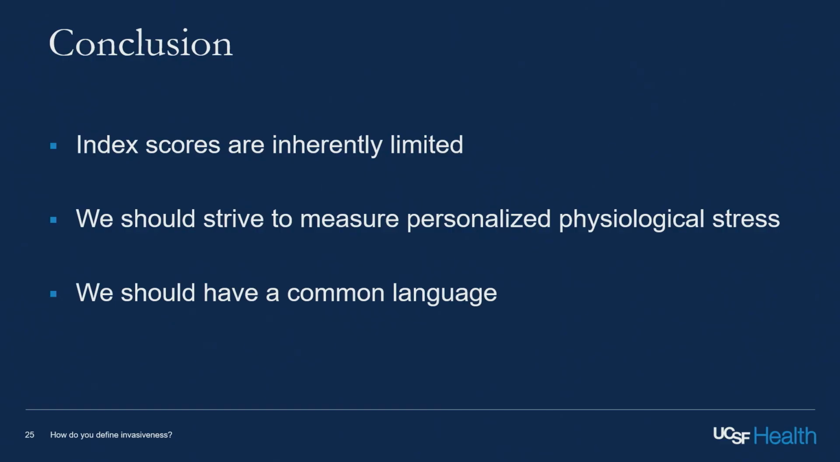So in conclusion, I think index scores, which are the only tool that we have so far, are inherently limited, and we should strive to measure the personalized physiological stress as a common language to speak between open and MIS, which are ultimately both spine surgery.